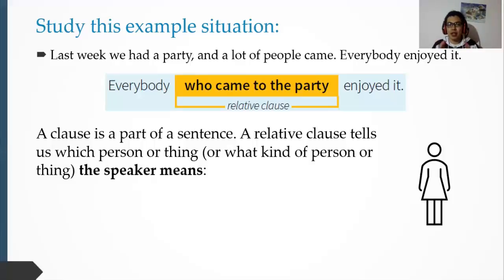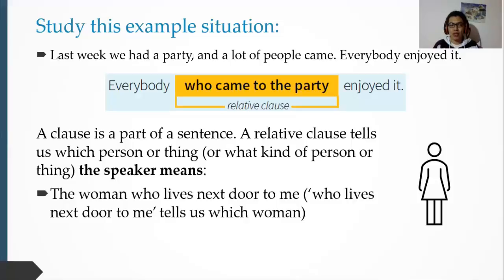In Spanish, vamos a hablar de la persona a quien se está refiriendo o cosa a quien se está refiriendo. The woman who lives next door to me. Who lives next door to me tells us which woman. That woman.